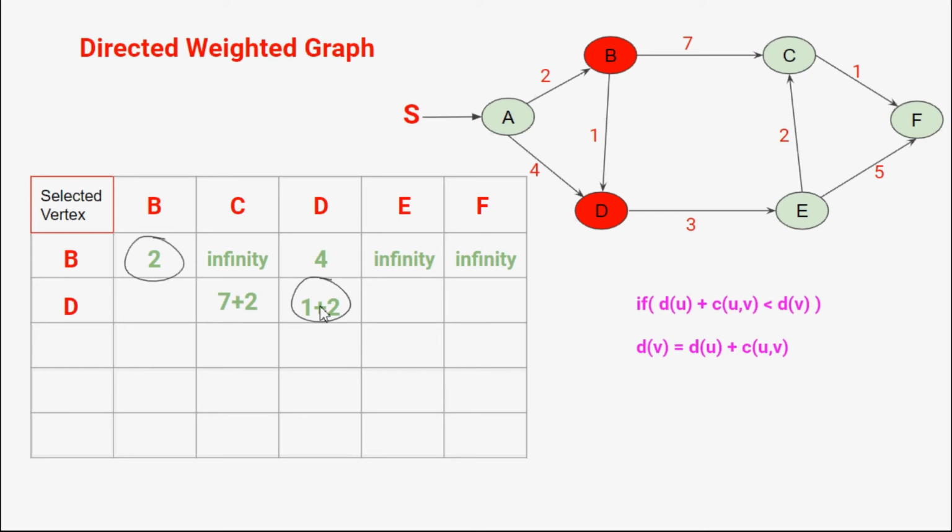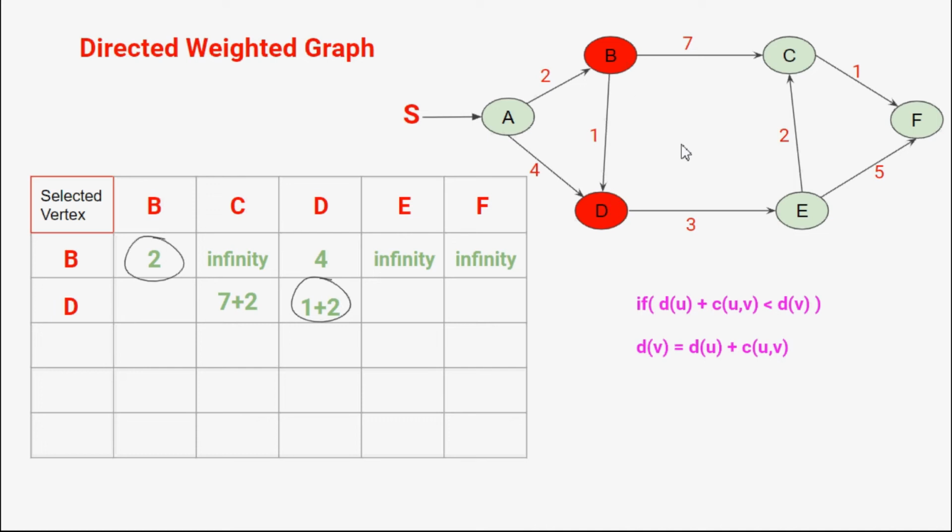Once I have chosen a vertex, I cannot perform the operation on it again. I have chosen B, I cannot work on this vertex again. I have chosen D, I cannot work on this again. Now I'm going to look at the neighbors of D. See, B is not a neighbor of D. Why? Because there is a path from B to D, but vice versa is not true.